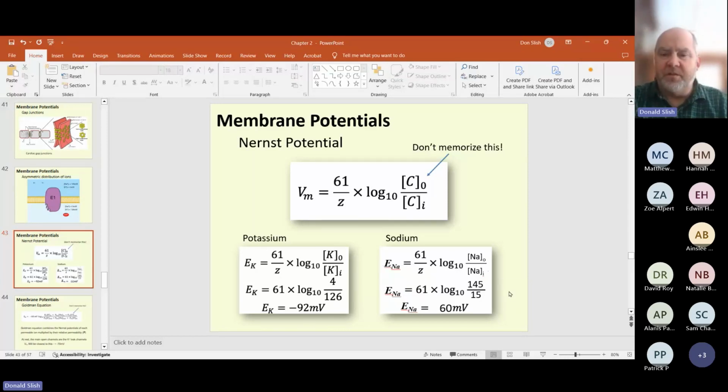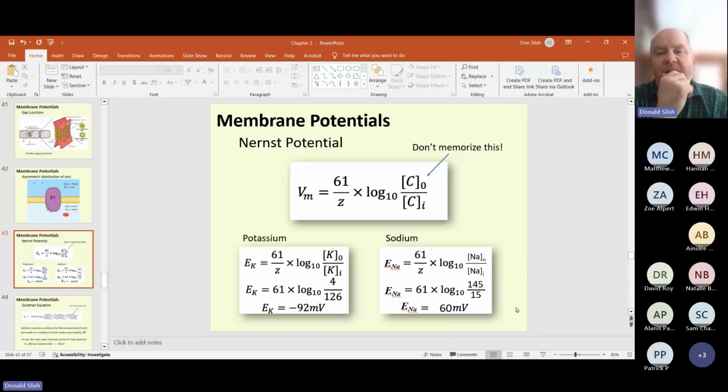Sodium is the opposite, right? High outside, low inside. So its equilibrium potential is going to be on the other side, plus 60 millivolts. That means at a negative membrane potential, it's going to have a driving force to come in. Once you go more positive than 60, it's got a driving force to go out. That's called the reversal potential. So this Nernst potential is also called the reversal potential because that's where it's at equilibrium.